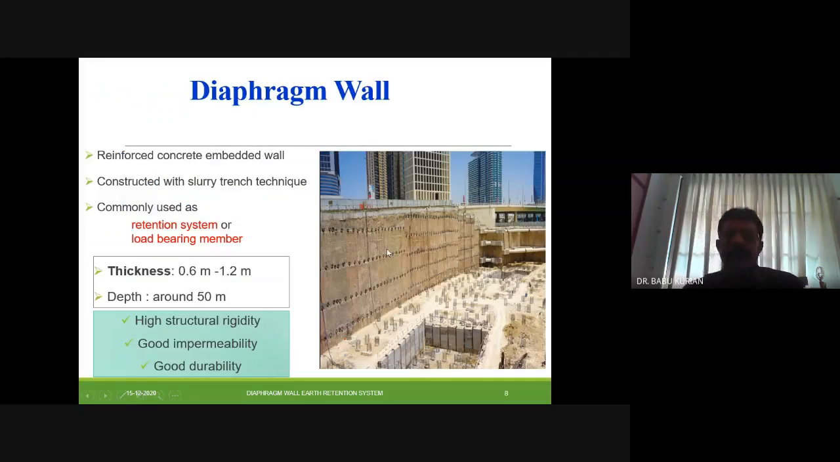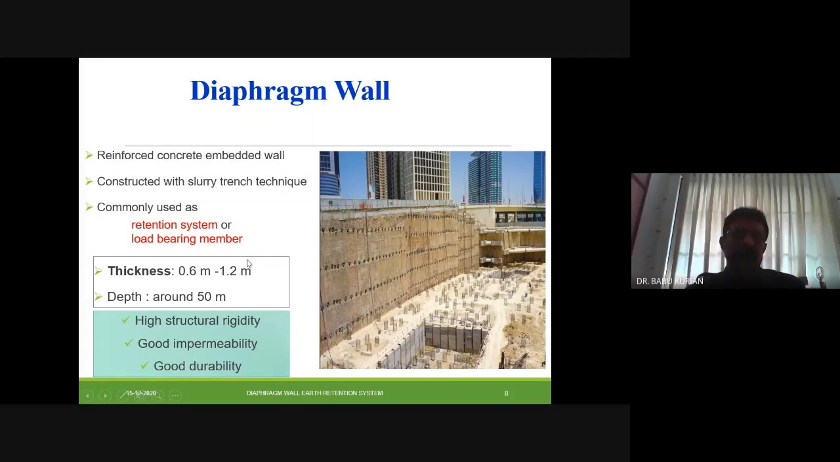Of these, diaphragm wall construction is widely adopted. This is one construction site of a diaphragm wall. This diaphragm wall is an embedded wall made with reinforced concrete. For the construction of this diaphragm wall, we are using the slurry trench technique. I will explain what the slurry trench technique is. It is used either as a retention system or as a load bearing member. This itself can be used as a load bearing wall, or again, it can be used for retaining earth.